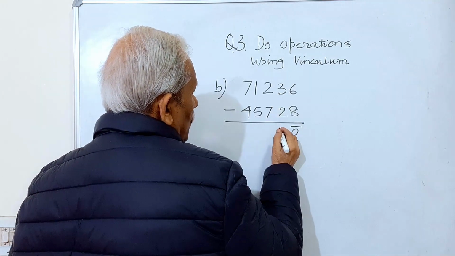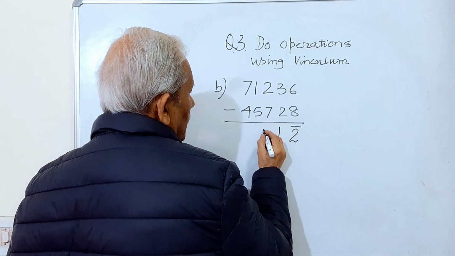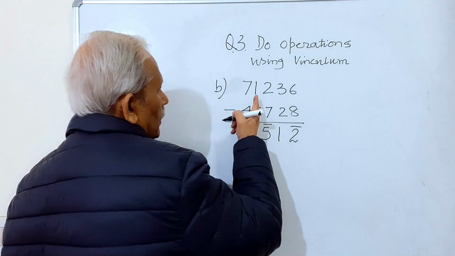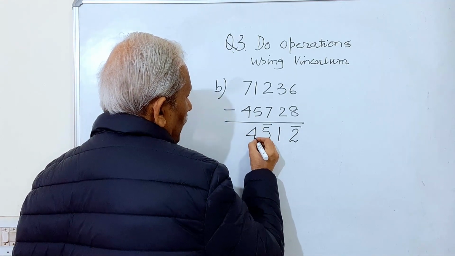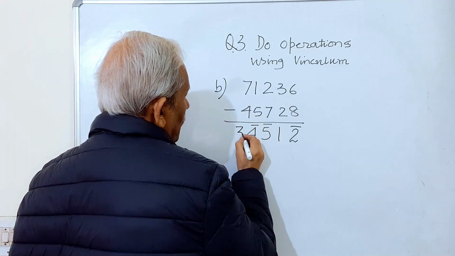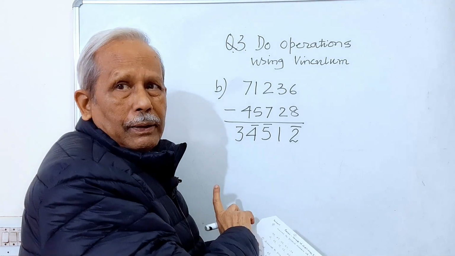3 minus 2 is 1. Minus 7 plus 2 is minus 5, so we will write 5 bar. Minus 5 plus 1 is minus 4. Negative 4, minus 4 or 4 bar. 7 minus 4 is 3. This is the subtraction. Now we will devinculate it.